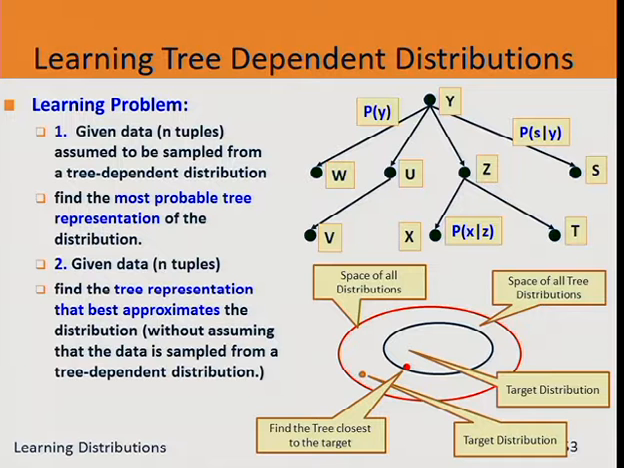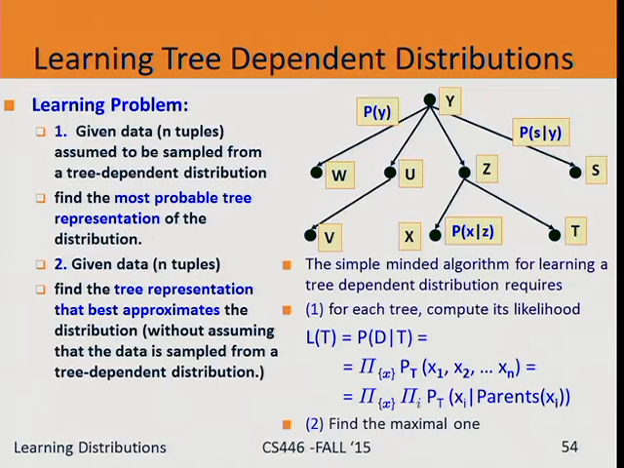Okay, so that's the problem we're playing with, and notice that it's really the same kind of problem we addressed when we talked about learning other functions, classifiers. Questions? Okay, so the only thing remaining is to give an algorithm that does that. And in order to give an algorithm, we have to define a few things. There's no way around this. So the simple-minded algorithm says, for each tree, compute the likelihood of the tree and find the maximal one. We just want to find a better algorithm to do this.